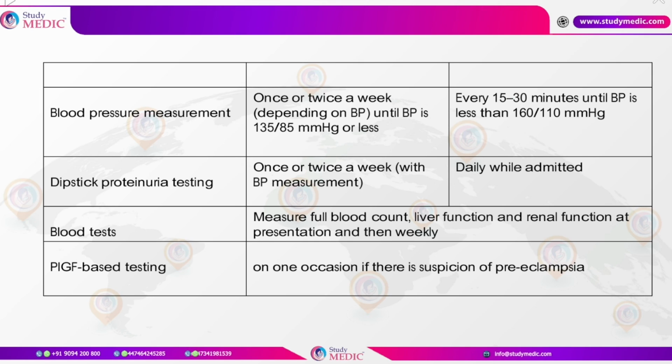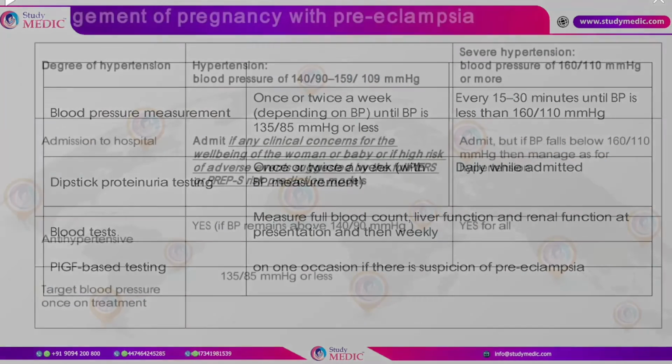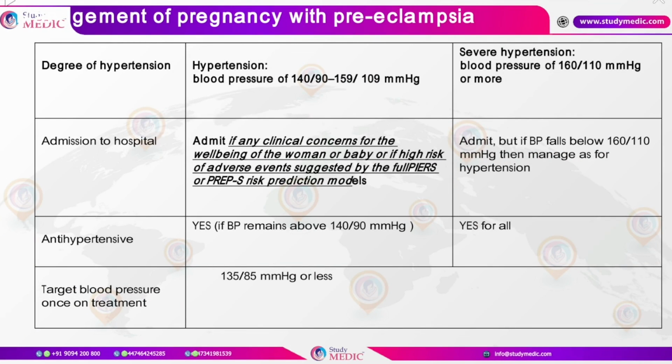Talking about blood tests, the full blood count, the liver functions and the renal functions at presentation, and then weekly is required. The PlGF, that is placental growth factor testing, is required on one occasion if there is a suspicion of preeclampsia. Now, how are we going to manage the pregnancy with preeclampsia?